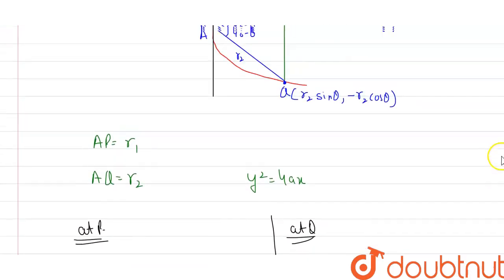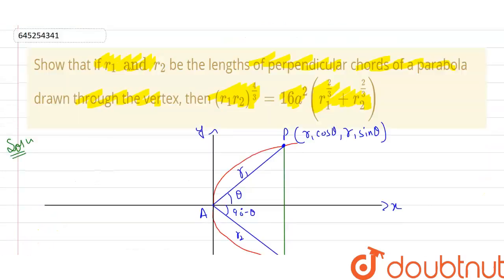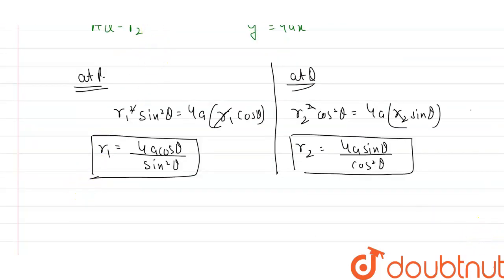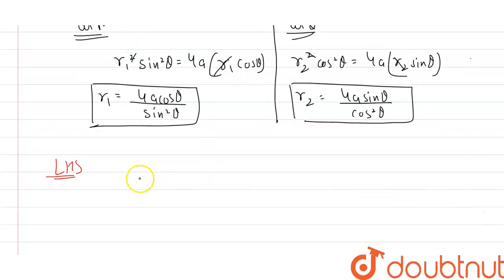Now what we have to do? We have to check the LHS part first. As you can see here, this is R1 into R2 to the power 4 by 3. This is my LHS part, so let's find this value first. My LHS value is basically R1 times R2 to the power of 4 by 3.